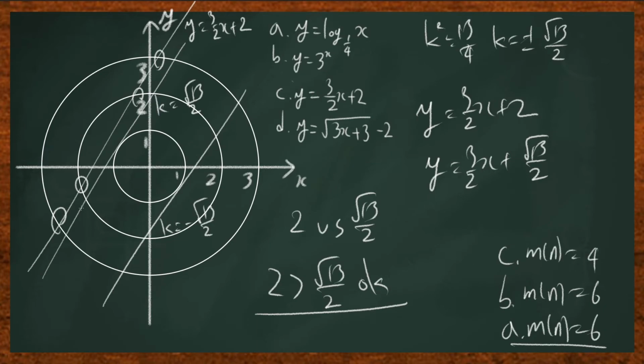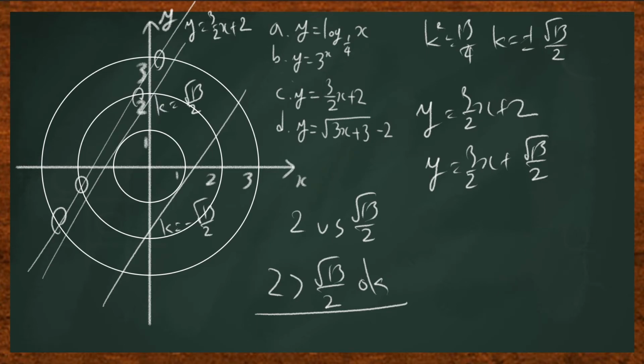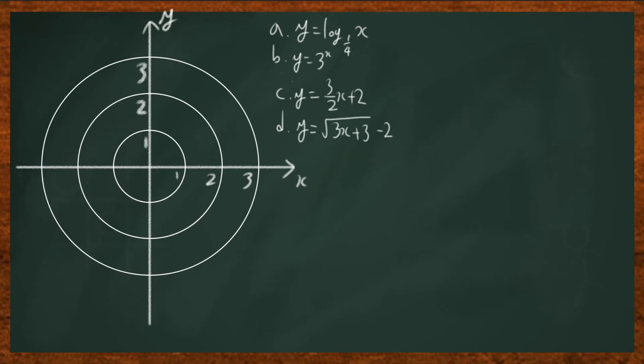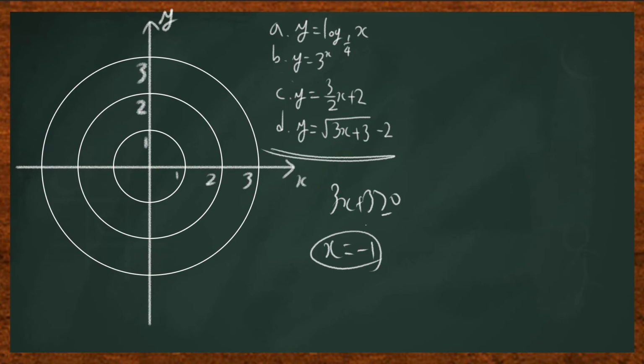Last but not least, y equals square root of 3x plus 3, minus 2. Because the inside of the square root has to be greater than or equal to 0, 3x plus 3 has to be greater than or equal to 0. So the starting line would be x equals -1. So let's put in x equals -1. Then y will be -2. If we put in x equals 0, y will be -2 plus square root of 3.